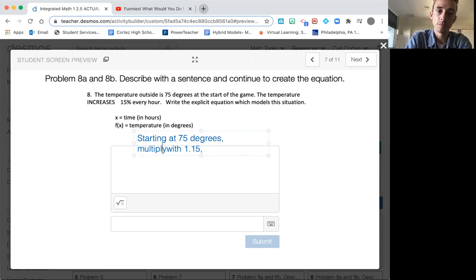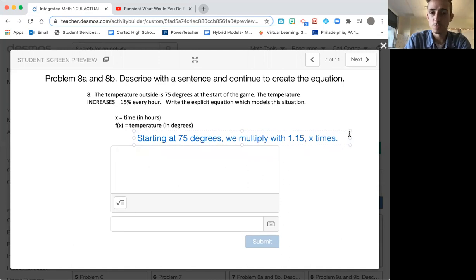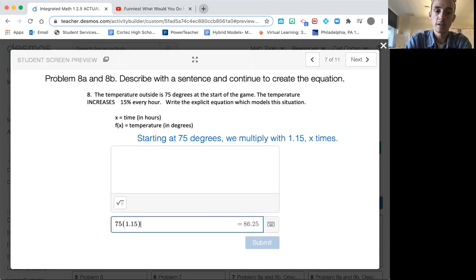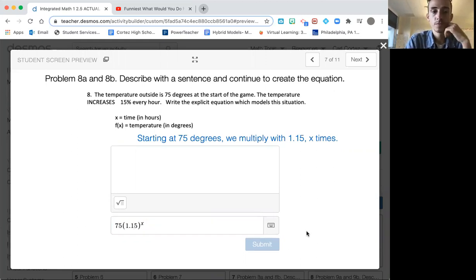Sorry, let me clean this up. Starting at 75 degrees, we multiply with 1.15 x times. So this is going to be exponential, which means that our equation should definitely model what's written in words. So starting at 75, multiply 1.15, take it to the x power, call it a day. This is my sentence. This is my equation. There you go.